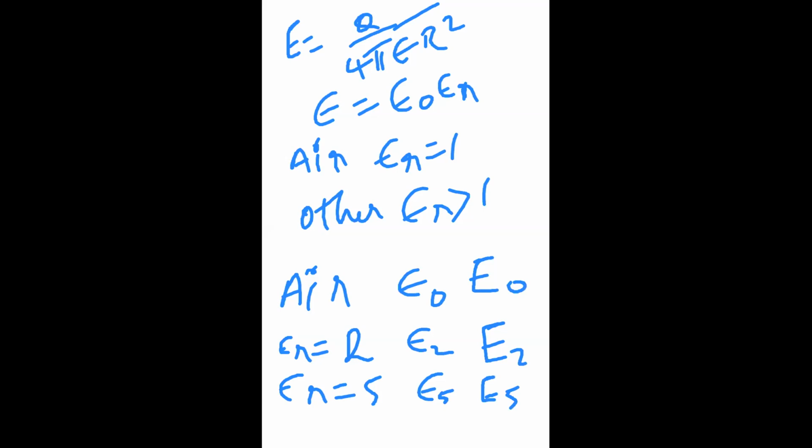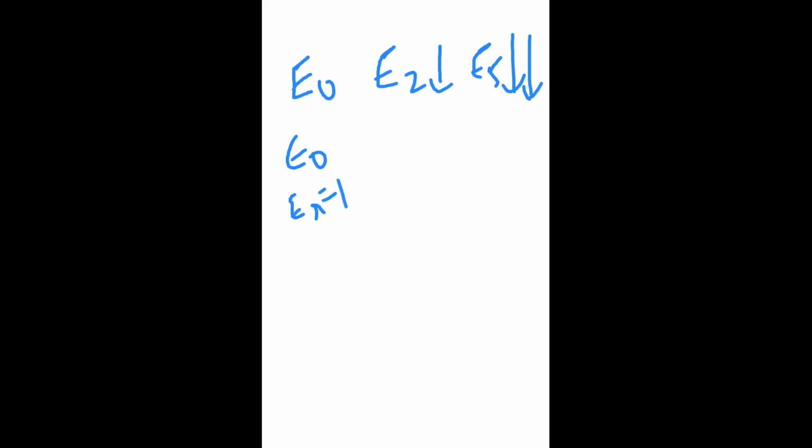Can anybody tell me what is the order? Which one is greater, E0, E2 or E5? E0, sir. Yeah, E0. E0 is having some value, E2 value decreases and E5 value further decreases. In this case, you have only epsilon naught, epsilon r is equal to 1 only. But in the other cases, epsilon r is 2 and epsilon r is 5. So we have clearly shown what the electric field strength is.